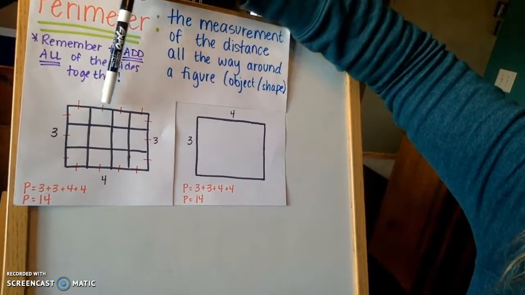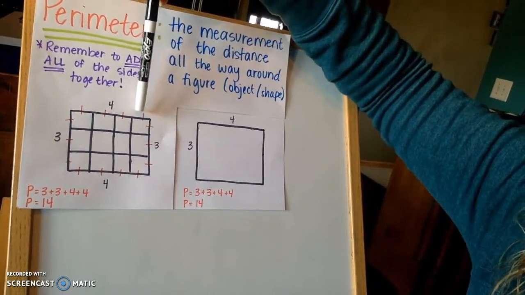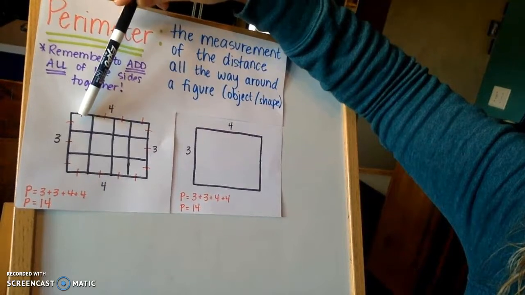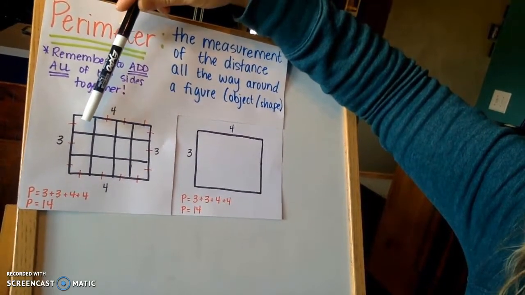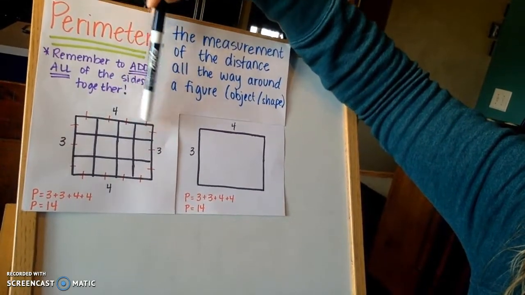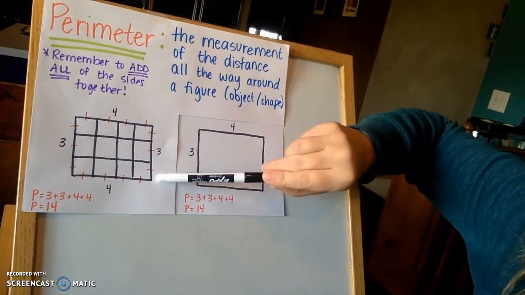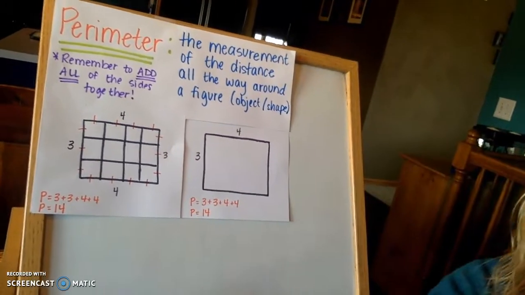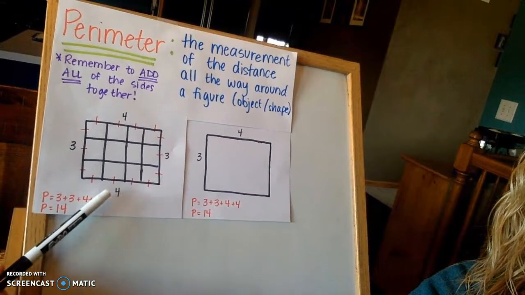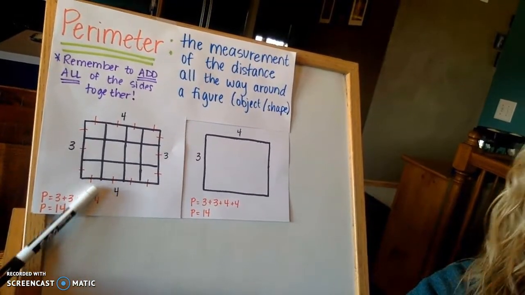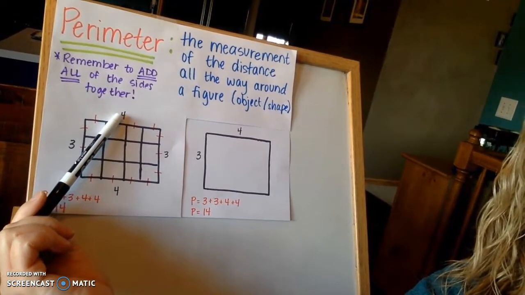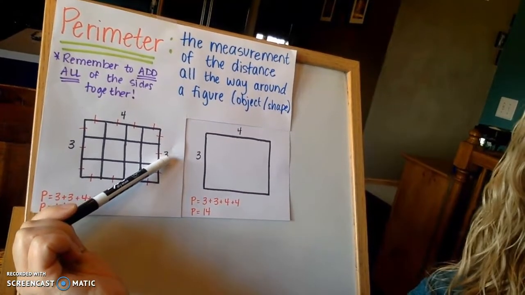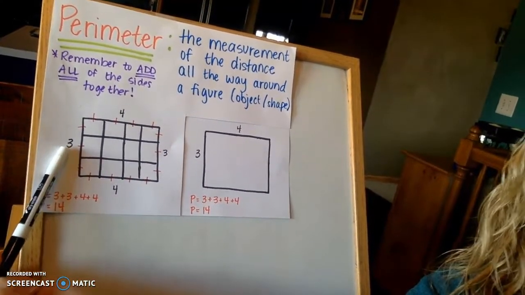Just to review, if I showed you a rectangle that looks like this, and this side was labeled 4, it would be because we count the spaces. 1, 2, 3, 4. This side over here would be a 3. 1, 2, 3. And then we also talked about how the opposite sides of rectangles are the same. So if this side is labeled 4, then this side has to be labeled 4. If this side is labeled 3, then so does this side.